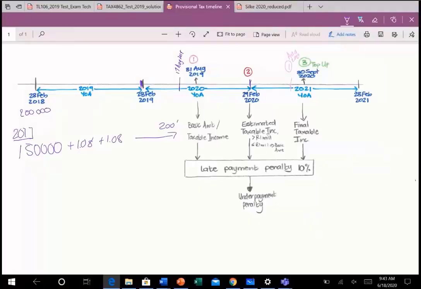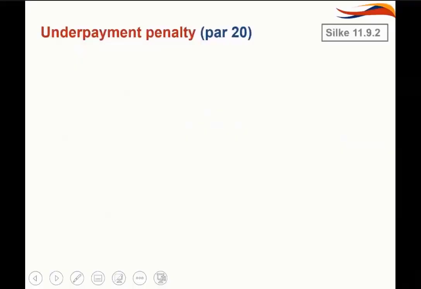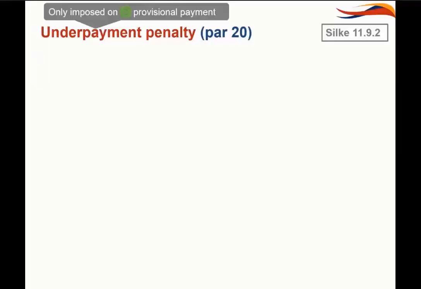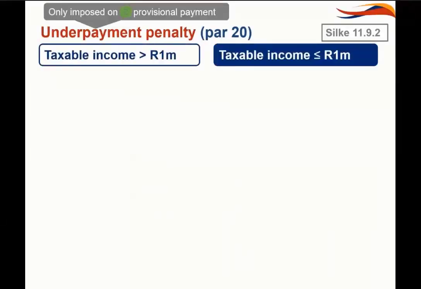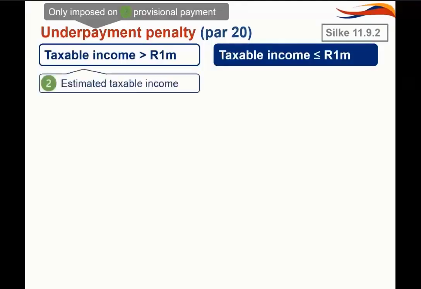Okay, so if we go have a look at what the principles are for this underpayment penalty. The underpayment penalty is only for that second provisional payment. Okay, so it only applies to the second payment, not the first, not the third. If your taxable income is more than R1 million, it has certain rules, and if it is less than R1 million, it has certain rules. So if you have more than R1 million, okay, so your second provisional tax payment is based on estimated taxable income.